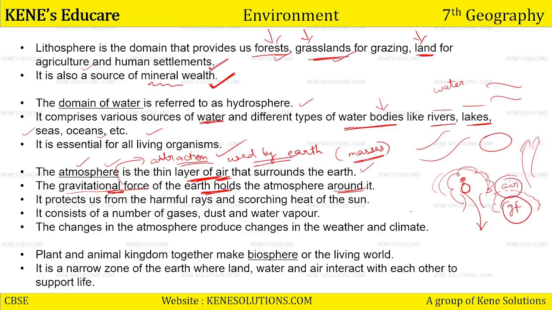this air. Okay, this atmosphere or the thin layer of air protects us from the harmful rays and the scorching heat of the sun. It consists of number of gases, dust and water vapor. This atmosphere, this thin layer of air has number of gases, dust and water vapor also. It protects us from the harmful rays and heat of the sun.